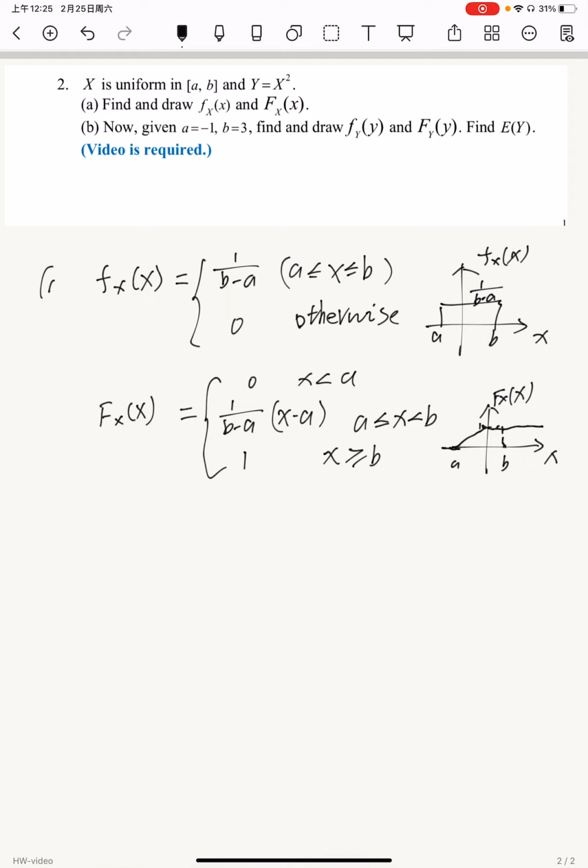And the problem B: now given A equals minus 1, B equals 3. Find and draw f_Y and capital F_Y. Find E[Y]. Okay, let's solve this problem.